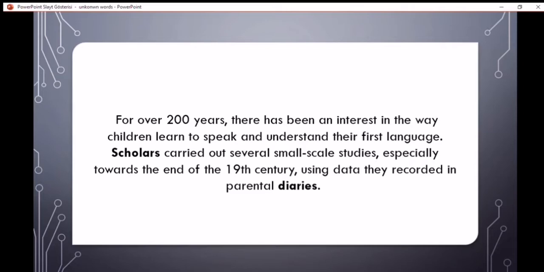Because first, it's plural, scholars. Second, they should be such kind of people that they can carry out studies. And third, they carry out studies about speaking, about language. So we can understand that scholars is either linguists or scientists, maybe researchers. And that was my educated guess for scholars.